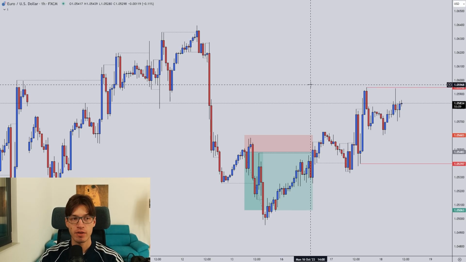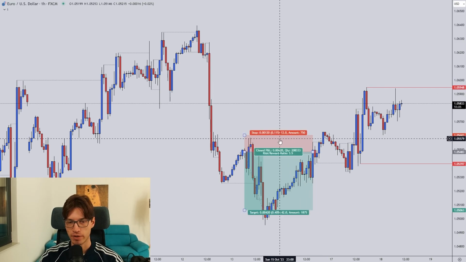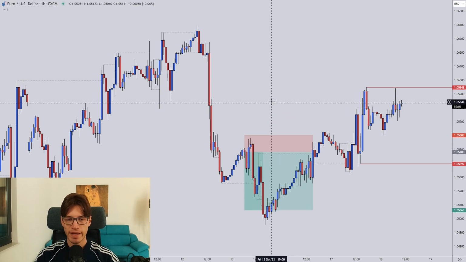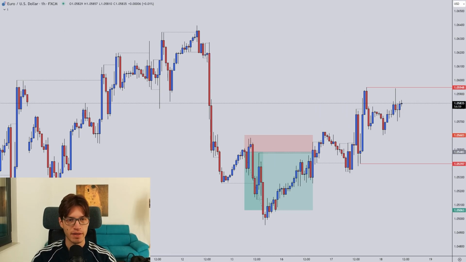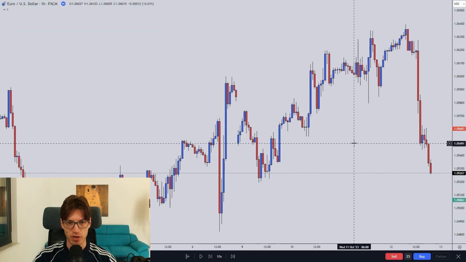So let's get started. We're starting with the euro and US dollar, and I did have one trade on this pair. It was a 3.5% winner. So let me go through the trade, basically the reason why I took it. Or actually, let's see the pair price action as well.